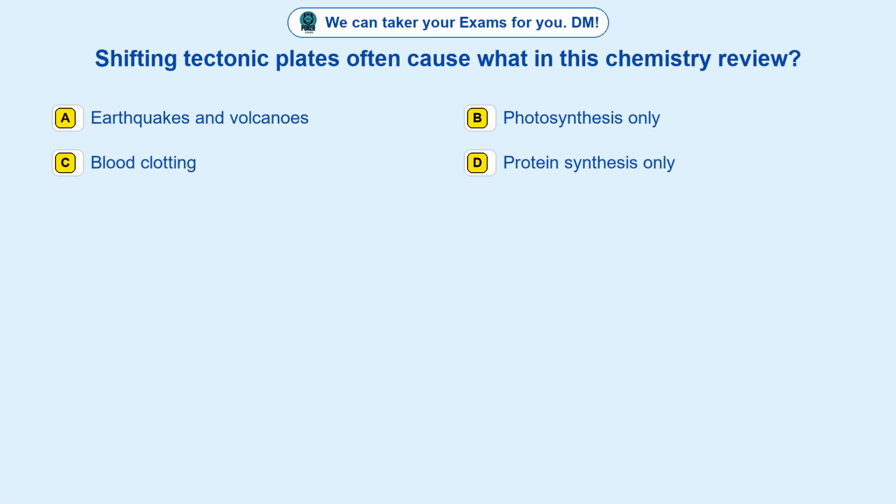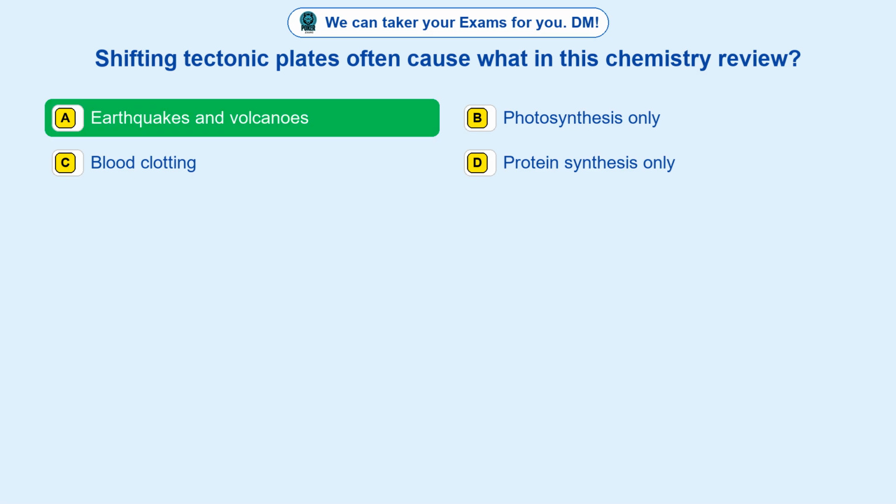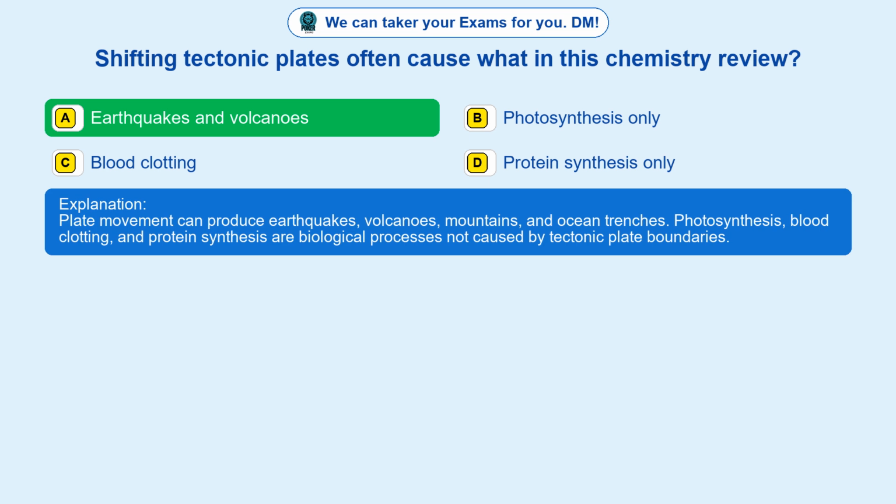Question 83. Shifting tectonic plates often cause what in this chemistry review? Option A, earthquakes and volcanoes. Option B, photosynthesis only. Option C, blood clotting. Option D, protein synthesis only. The correct answer is option A, earthquakes and volcanoes. Plate movement can produce earthquakes, volcanoes, mountains, and ocean trenches. Photosynthesis, blood clotting, and protein synthesis are biological processes not caused by tectonic plate boundaries.